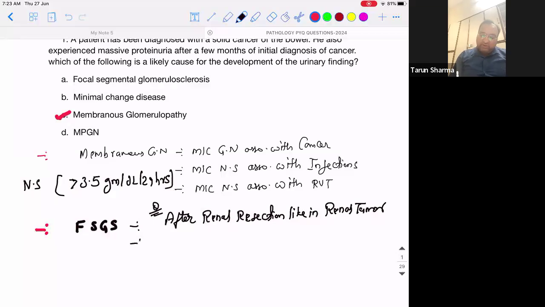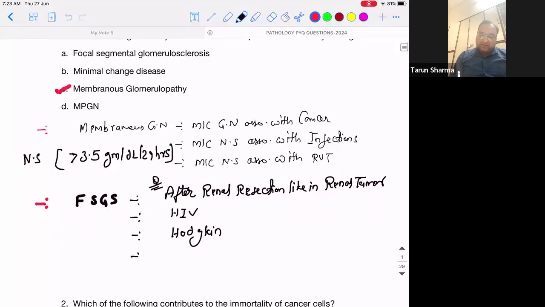Even if they ask you about HIV infection particularly, always think about FSGS, because HIV is commonly associated with FSGS. Even if they ask you about Hodgkin's disease, that is again FSGS. So Hodgkin's is associated with FSGS, HIV is associated with FSGS, and heroin abuse. So there are three H's for you: first H, HIV; second H, Hodgkin's; and third H, heroin abuse.